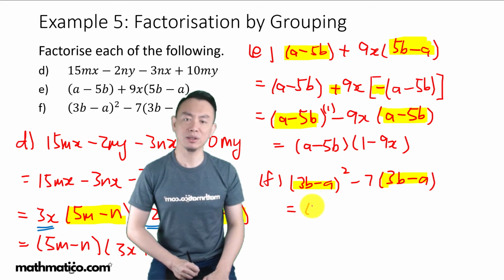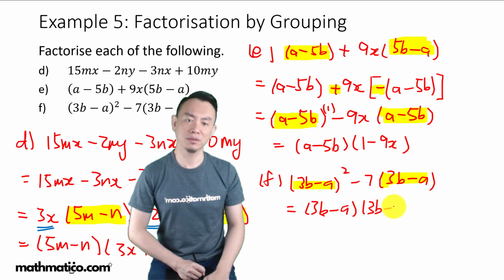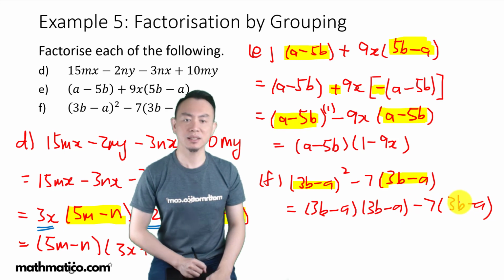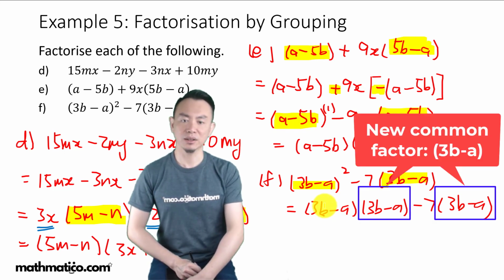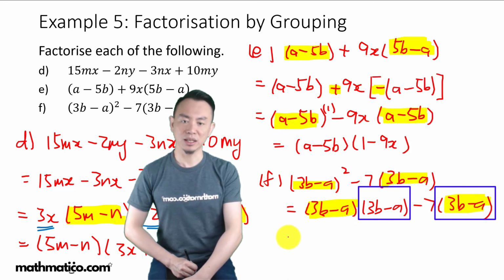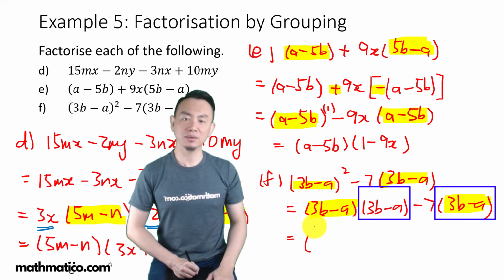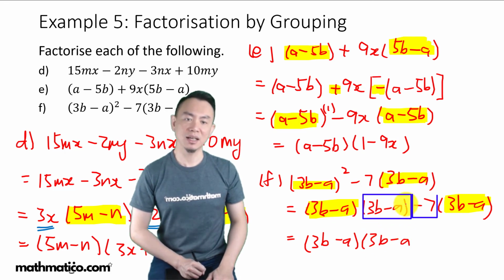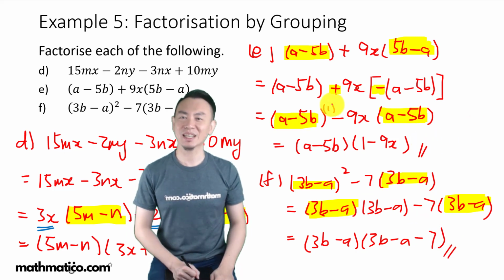Well, a square means that you have 3b minus a multiplied by itself twice. So if I write it out like this, you can see it more clearly that we have two of this, and I just take one of them, it's a common factor with the other one. Then you can do it quite easily now. It's just 3b minus a, the common factor is taken out, and you have 3b minus a minus 7. Alright, that's it. You give it a try.